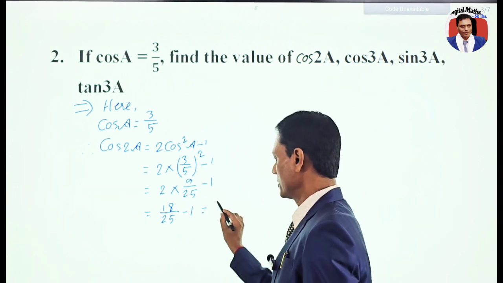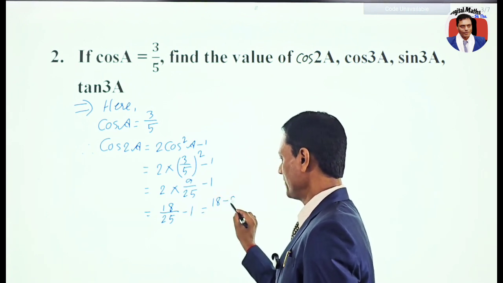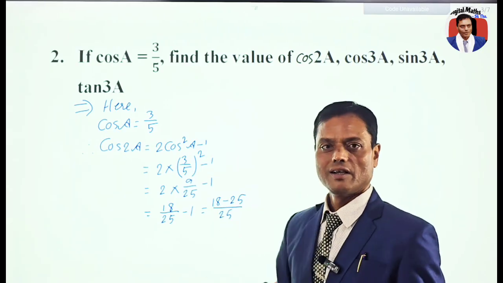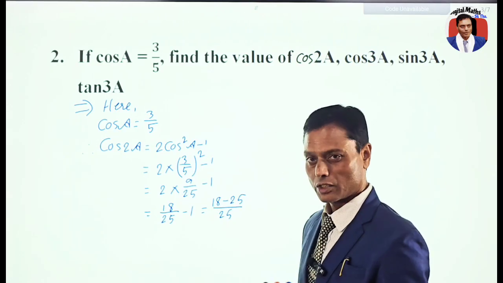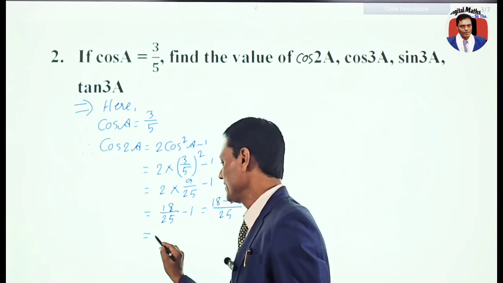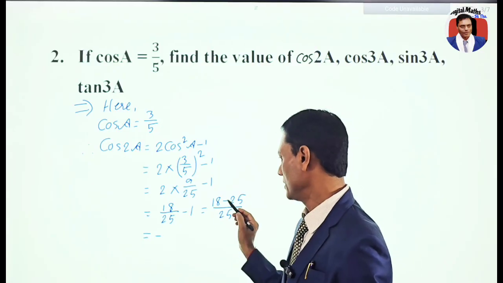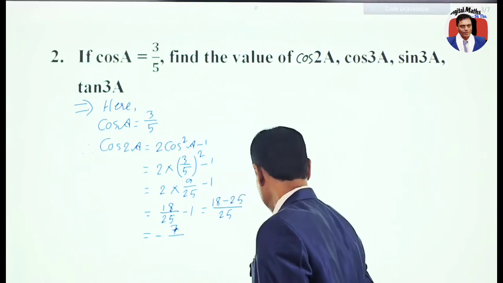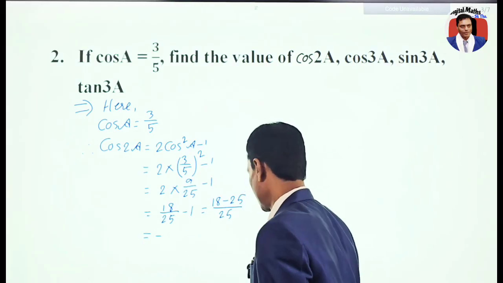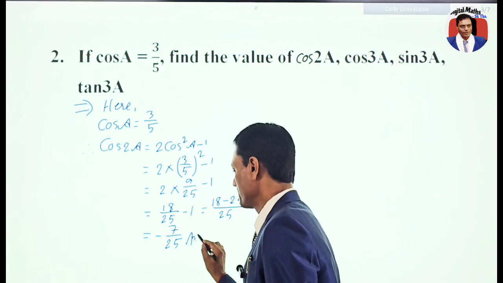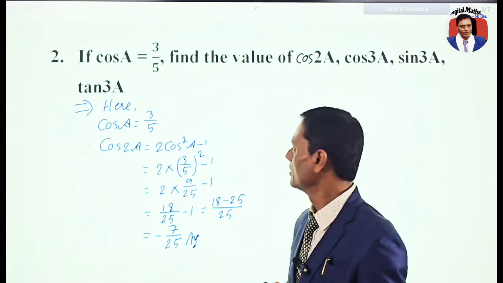Then that gives us 18 minus 25 over 25, isn't it? And 18 minus 25, we cannot subtract, because 25 is bigger than 18, so the value will be negative here, right? And then we'll have here minus 7 over 25. That's the answer, and that's the value of cos 2a.